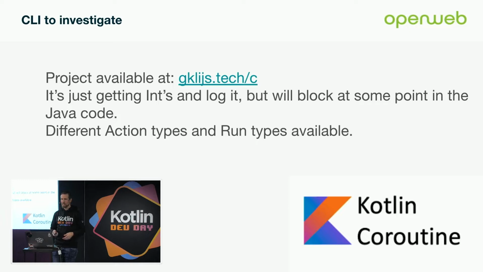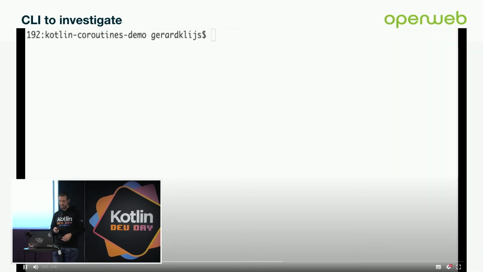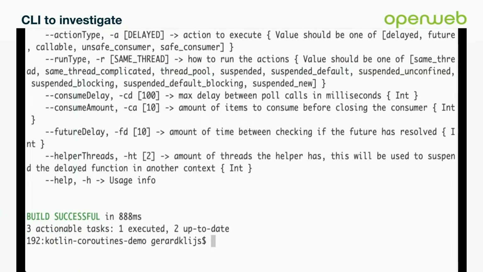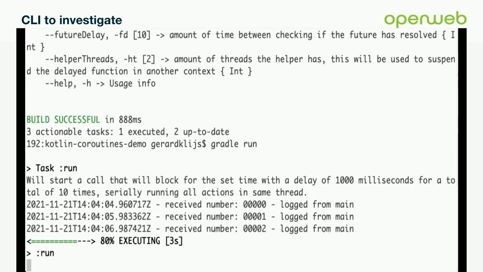So in the CLI there are different actions and different run types. Now I will show a demo of it running, if the internet's well. I used a library that makes it very easy to build a CLI. So you see here this output that explains what's there. There are a lot of things you can configure and play around with.